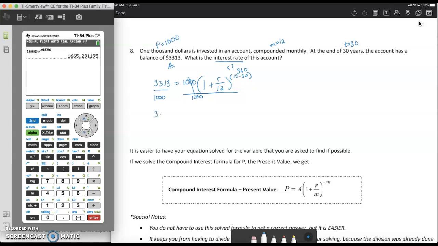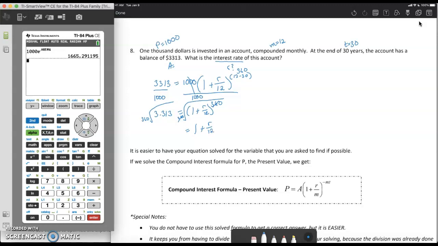So we would have 3.313 equaling the quantity 1 plus r over 12 to the 360 power. Now, in order to get that 360 power out of there, you have to think back to your college algebra class. You have to take the 360th root of both sides. As crazy as that may sound, we have to take the 360th root in order to cancel those out, leaving us with just 1 plus r over 12.